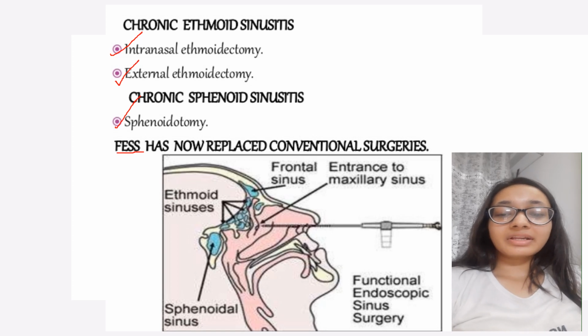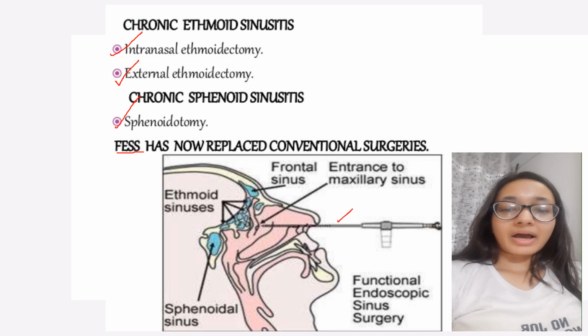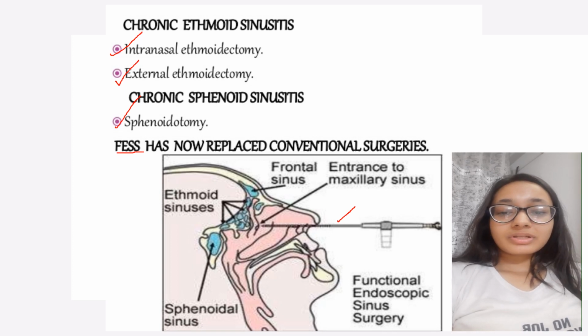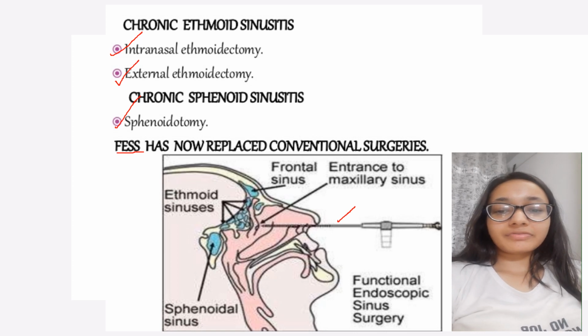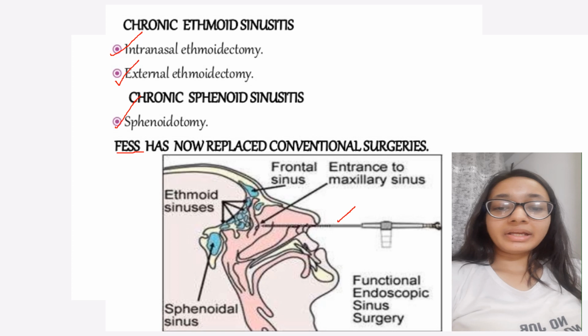In this, we pass a rigid nasal endoscope to the drainage area of the paranasal sinuses to enlarge them. And the first step is to remove the uncinate process of the ethmoid bone. So there is a question asked: what is the first step in FESS? So it is uncinectomy. FESS is used in many conditions, like mucocele in the maxillary sinus, polyps, infection, deviated nasal septum, choanal atresia. There are many indications, whereas it has complications as well.